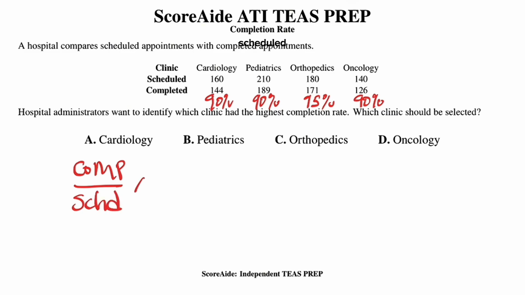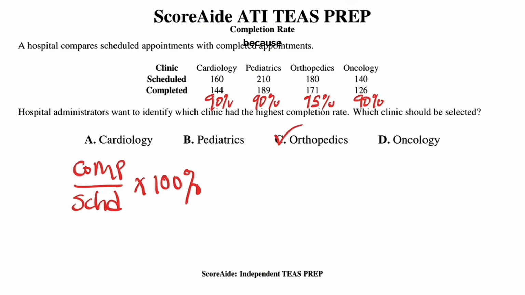Divided by scheduled times 100%. So when you do that, you have all those percentages, and you see that the one with the greatest completion rate was orthopedics, which is C.